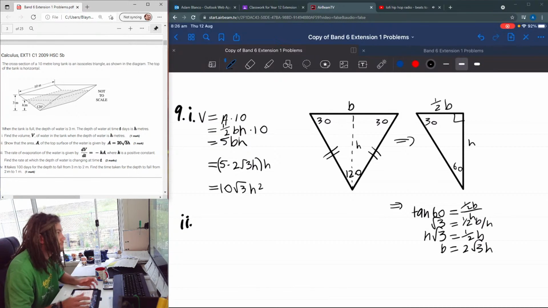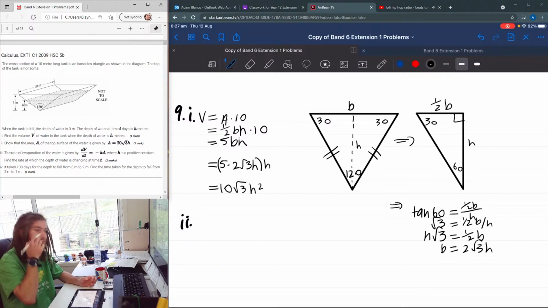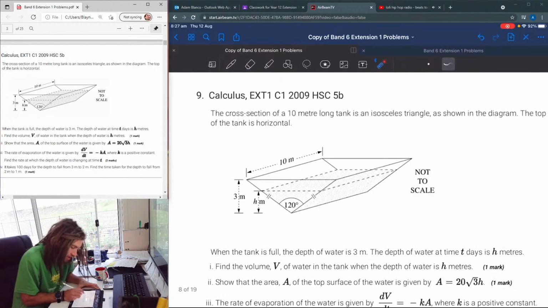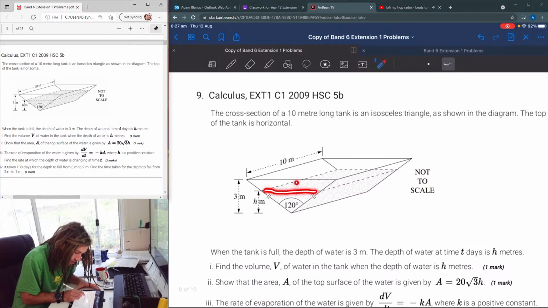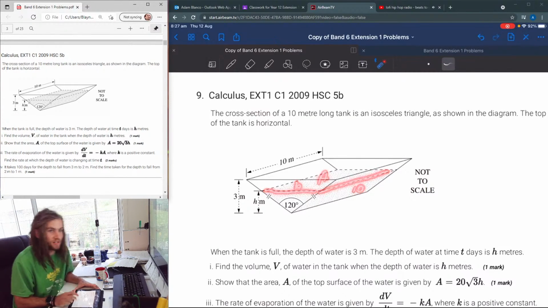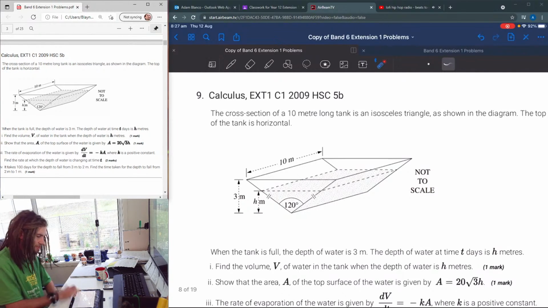What am I doing? Show the area of the top surface of the water is given by that. Well, that's really easy now that I found what B is, because I know that's B, and I know that this is 10, so the area is just going to be B times 10. That felt like a bit more than a 1 mark. Yeah, that's what I was thinking.